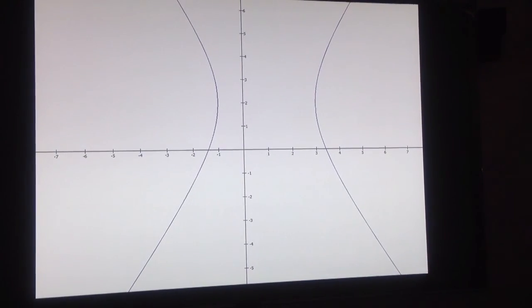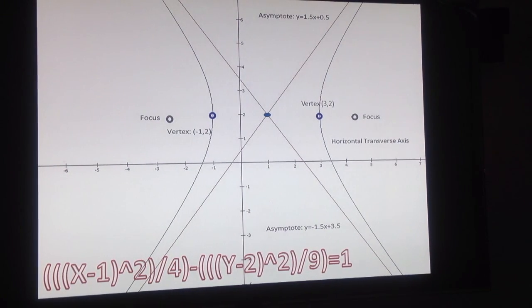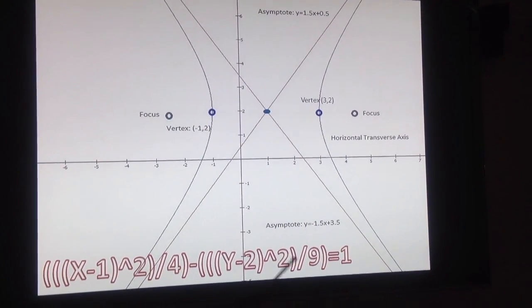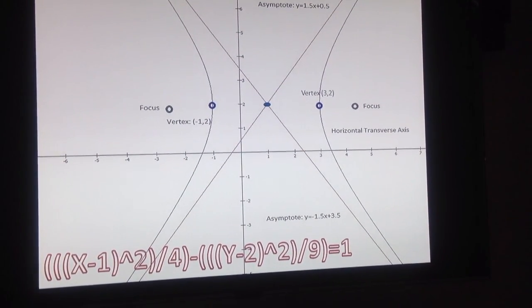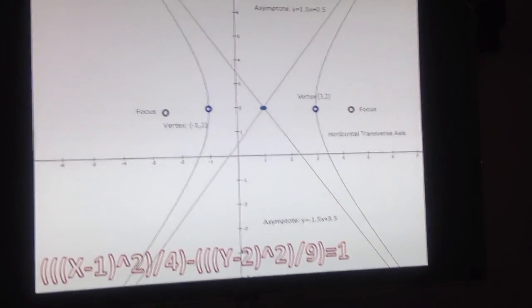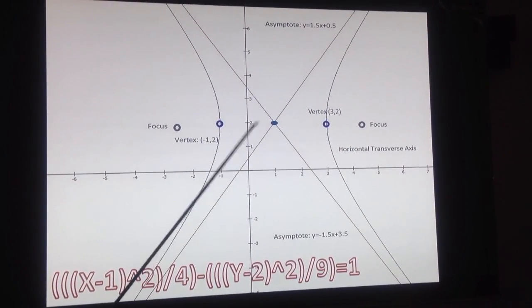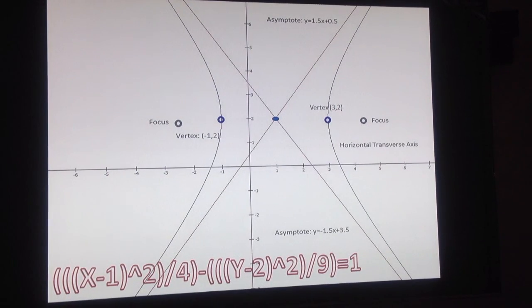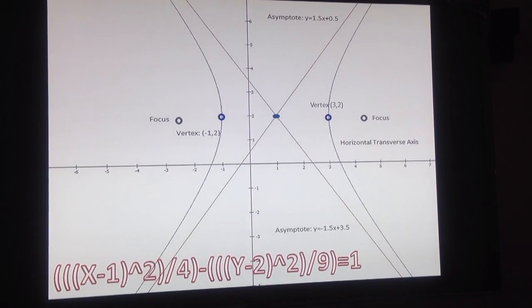This graph represents the Kobe Tower. The equation is quantity x minus 1 squared divided by 4 minus quantity y minus 2 squared divided by 9 equals 1. Since the translation vector is 1, 2, the center is 1, 2. Next, to find the vertices, we must find the value of a. A squared equals 4, so a equals positive or negative 2.